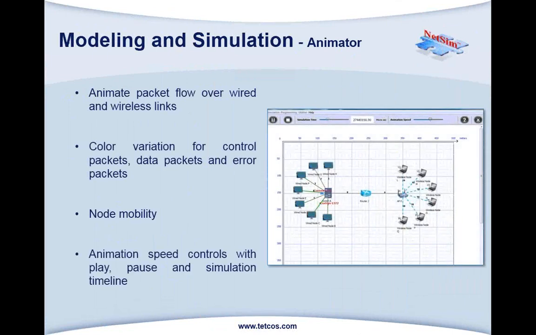Then you can see some activity in this screenshot. Then some data is flowing from one node to another. So this is the animator. This is also available in both the versions. So you can change this color variation, node mobility, animation speed. You can vary from here. So this is an example of one network.